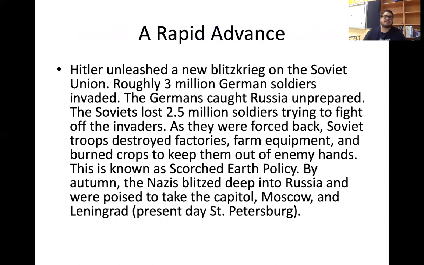So let's talk about the rapid advance. Hitler unleashed a new Blitzkrieg on the Soviet Union. Roughly 3 million German soldiers invaded. That's a lot of soldiers. The Germans caught Russia unprepared. The Soviets lost 2.5 million soldiers trying to fight off the invaders. As they were forced back, Soviet troops destroyed factories, farm equipment, and burned crops to keep them out of enemy hands. This is known as the scorched earth policy. By autumn, the Nazis blitzed deep into Russia and were poised to take the capital of Moscow and the city of Leningrad, which is modern-day St. Petersburg. That's the second biggest city in the country.